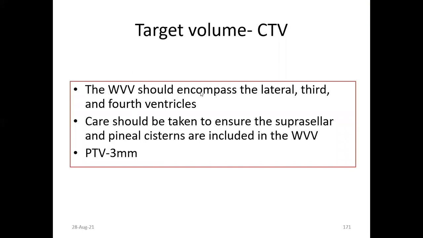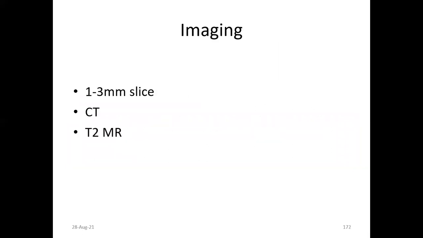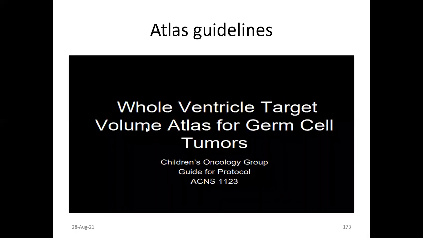Whole ventricular radiotherapy encompasses the irradiation of the whole ventricle: lateral, third, and fourth ventricle. Apart from that, we have to include the suprasellar cistern and pineal cistern. And in special situations, we have to include the prepontine cistern. You have to image with a 1 to 3 mm slice CT scan and T2 MR. If you go for the guideline, there is the atlas guideline from the Children's Oncology Group, ICNS protocol 1123, you can go through it for the ventricular target.